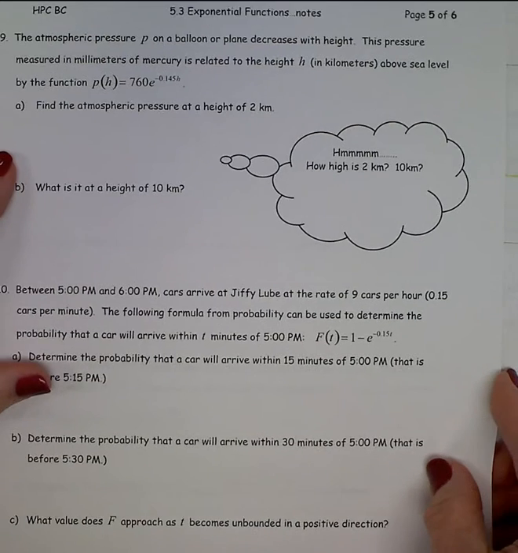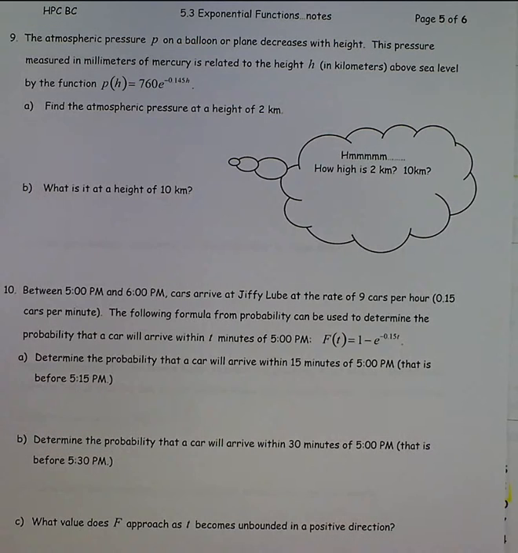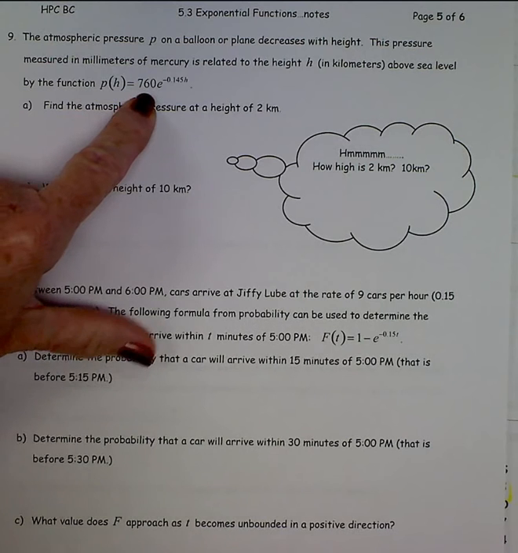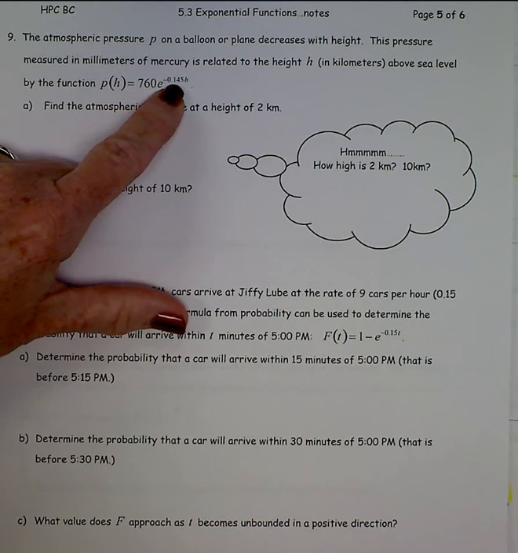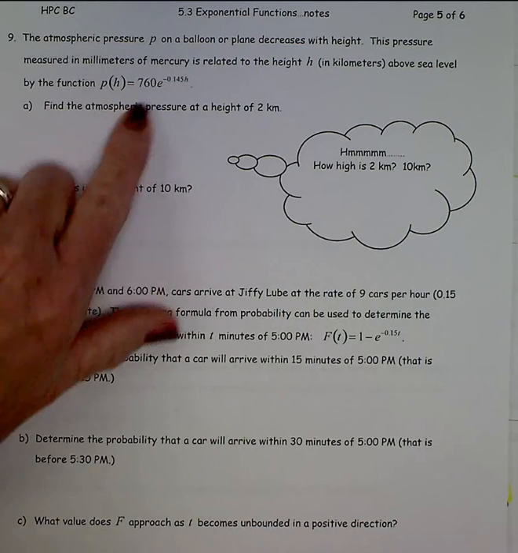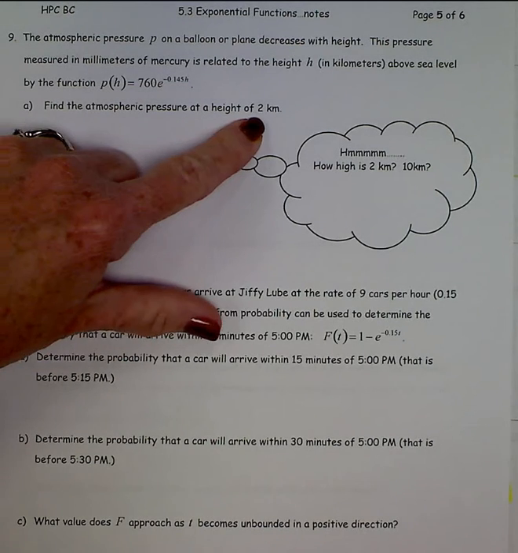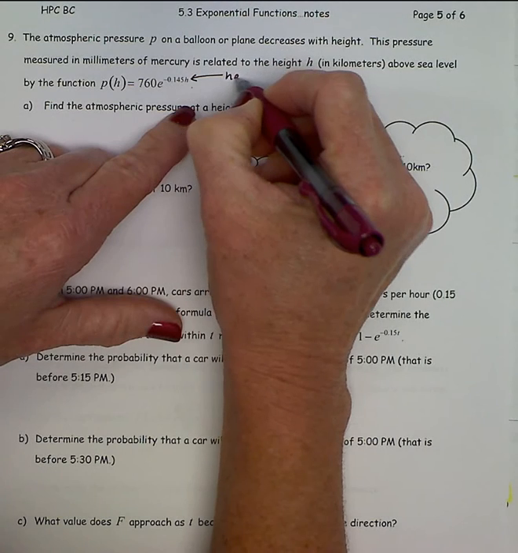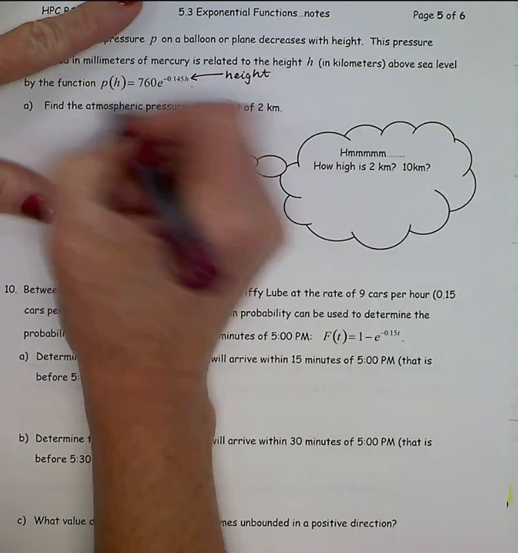Here's the first one. The atmospheric pressure P on a balloon or plane decreases with height. The pressure, measured in millimeters of mercury, is related to height in kilometers above sea level by the function P of h is 760 e to the negative 0.145 h. Find the atmospheric pressure at a height of 2 kilometers. So this h is height, and P is pressure.